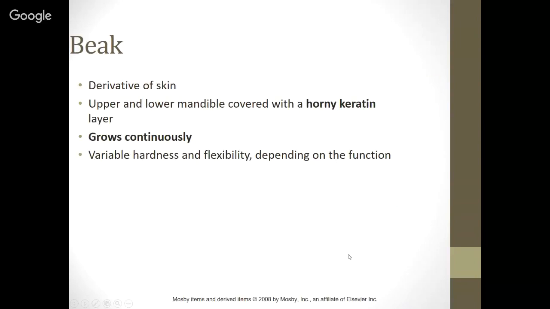The beak is a derivative of skin. It's made up of a horny keratin layer. Both the upper and lower mandible are covered with that horny keratin layer. It grows continuously, and it will vary in hardness and flexibility. It depends on the function. So if you think of a duck bill versus a parrot beak, they're very different in their hardness and flexibility. This growing continuously is pretty important because if we don't provide birds with something to wear their beak down on, it can overgrow and cause problems.